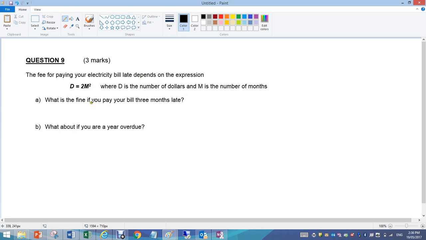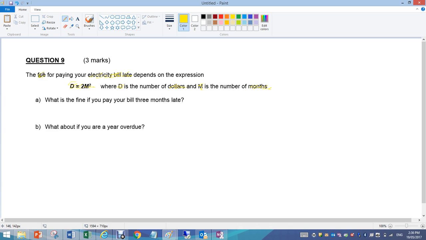Number 9. The fee for paying electricity bill late depends on the expression D equals 2m squared, where D is the number of dollars and m is the number of months. What is the fine if you pay your bill 3 months late? What about if you are a year overdue? So, what are the key words? So it's the fee for paying your electricity bill late depends on this, where D is the dollars and M is the months.